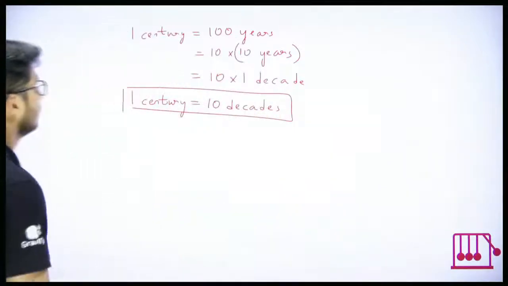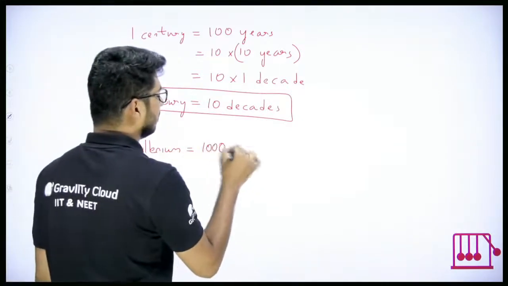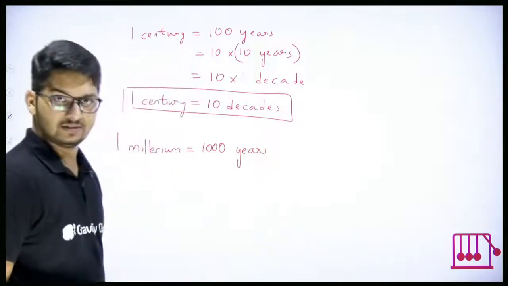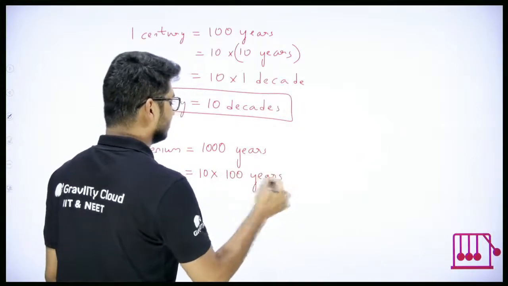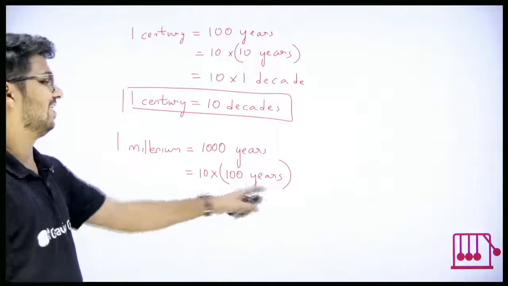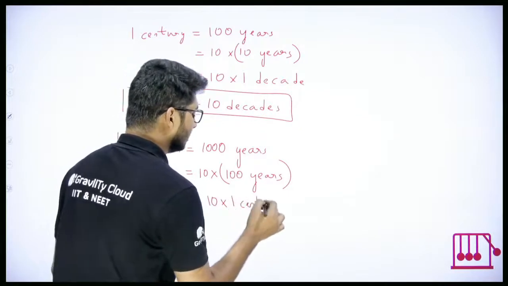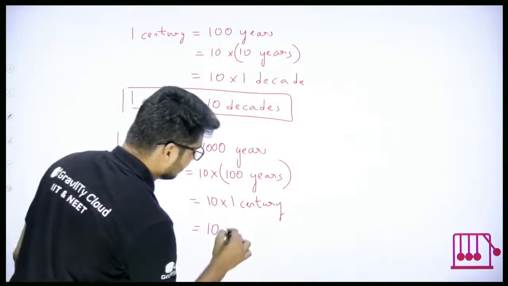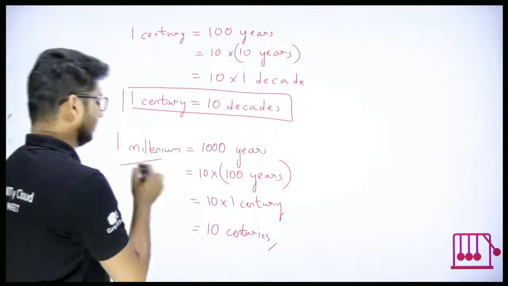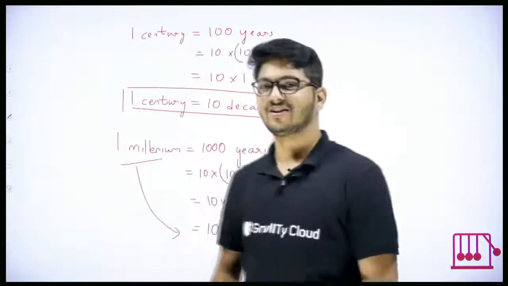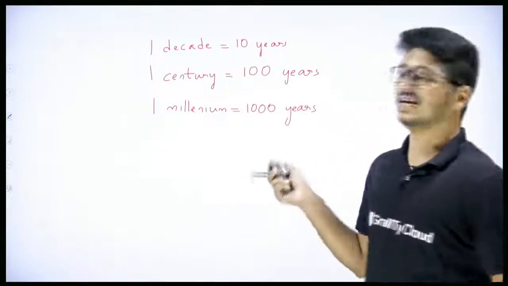Then we are talking about 1 millennium. What is 1 millennium? 1000 years. But 1000 can be written as 10 into 100 years. What is 100 years equal to? 1 century. So it can be said that it is equal to 10 into 1 century. 10 into 1 is 10. So it is 10 centuries. Clear? So 1 millennium is equal to how much? 10 centuries. Got it? Good. So you have 1 decade, 1 century and 1 millennium.